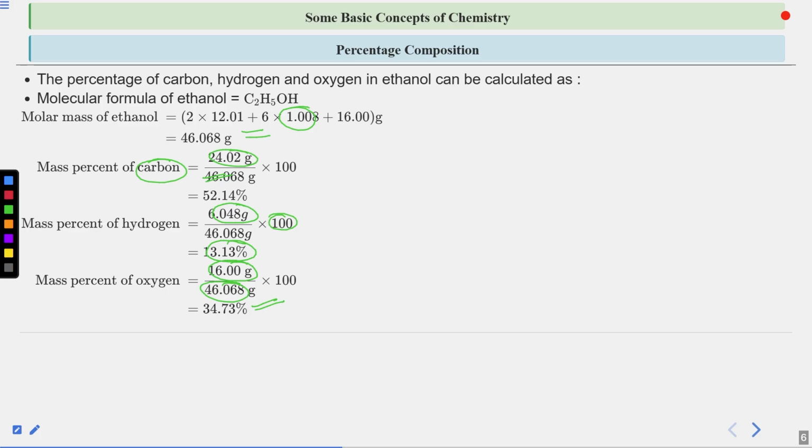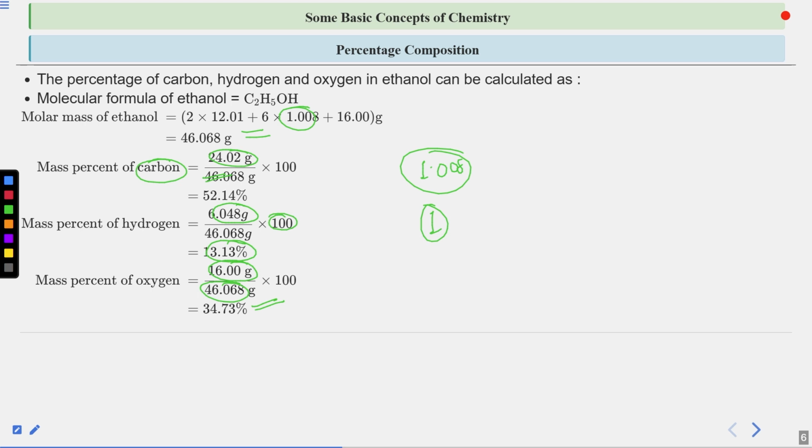Is it clear? If it is given in the question that you have to take 1.008, you will take 1.008, or else you will always take it as 1. There's no problem in it. But if it is given in the question, then you have to take it. If it is not, you can always take the approximate value. This concept is very easy to understand.